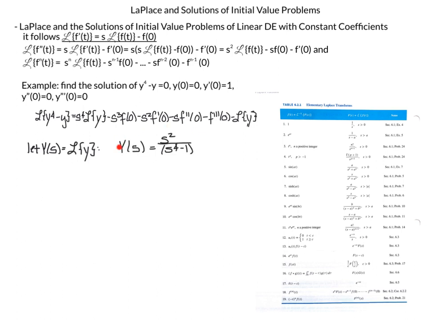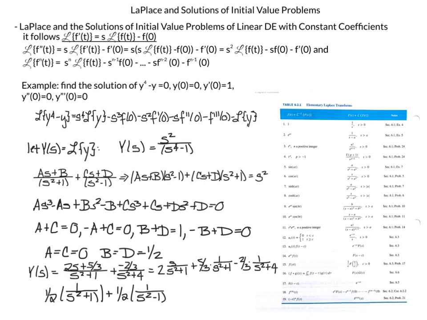And I've rewritten that here. Our Y of s is s squared over s to the fourth minus 1. Looking over here, we don't have anything with s to the fourth. So, sort of here, but we don't have the n factorial. So we're going to have to use partial fractions.